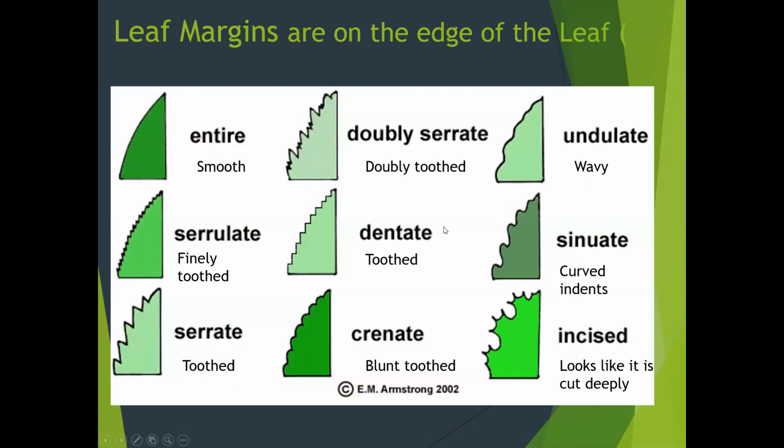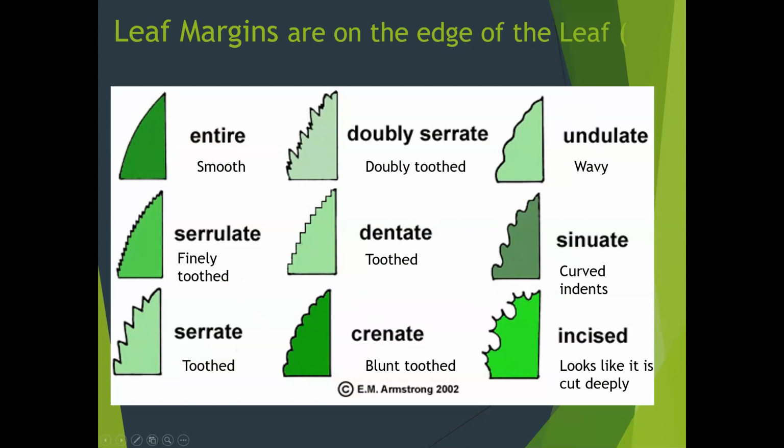And here's another. I just included this, don't worry about all these words, but basically entire is the same as smooth again, finely toothed or serrate, dentate is also another word, and crenate, sort of like those blunt teeth. And incised, it looks like, so incisors are also teeth. And sinuses are these big, deep indentations in the leaf as well.